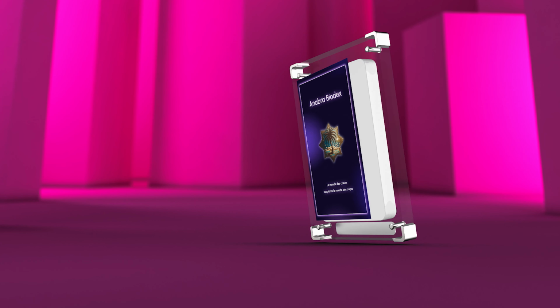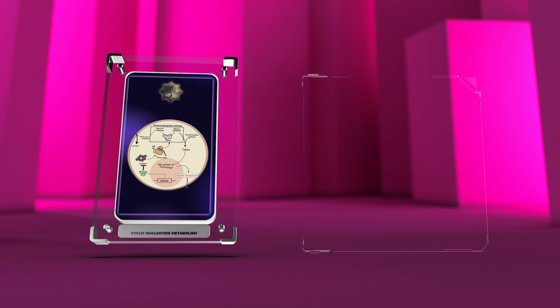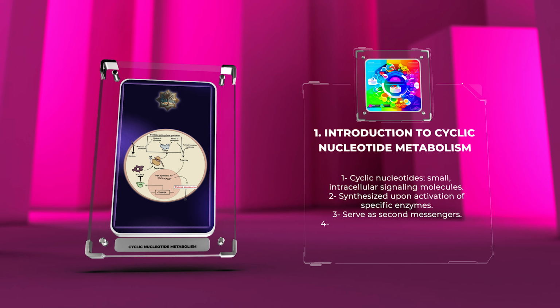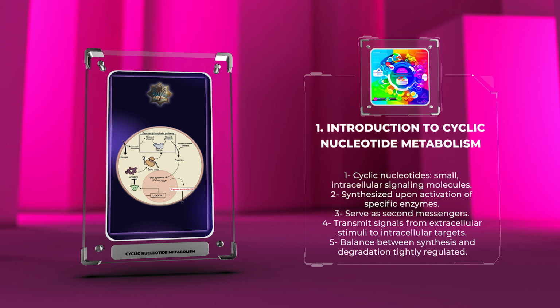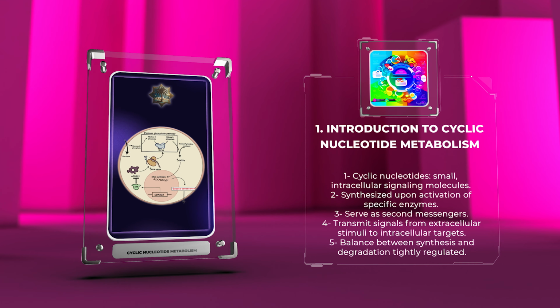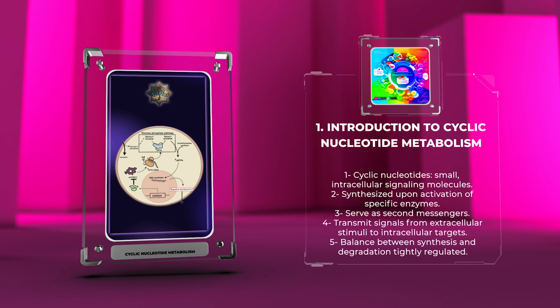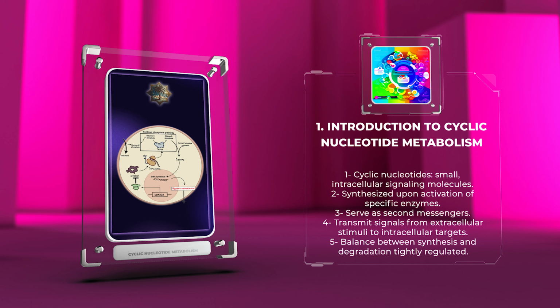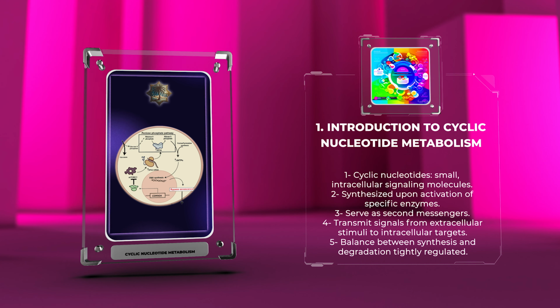To begin our journey, let's start with a brief overview of cyclic nucleotide metabolism. Cyclic nucleotides are small, intracellular signaling molecules that are synthesized upon activation of specific enzymes. They serve as important second messengers, transmitting signals from extracellular stimuli, such as hormones and neurotransmitters, to intracellular targets. The balance between cyclic nucleotide synthesis and degradation is tightly regulated, ensuring precise control over cellular responses.